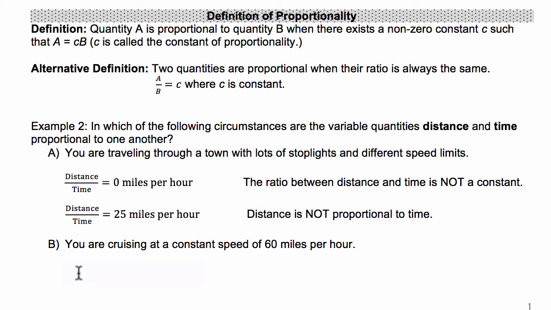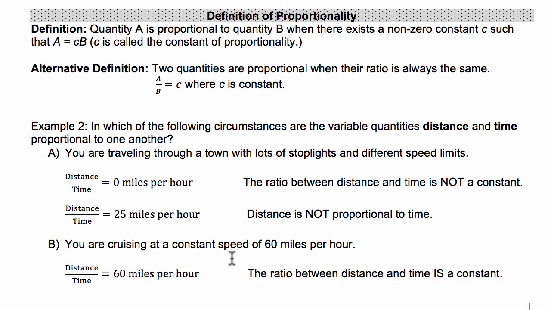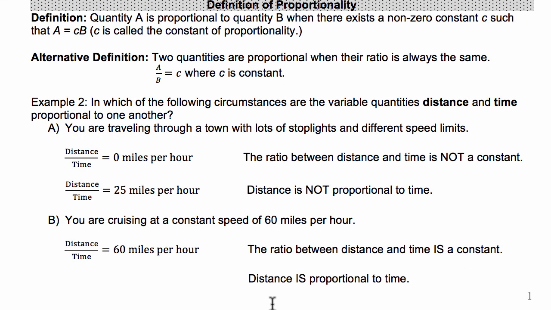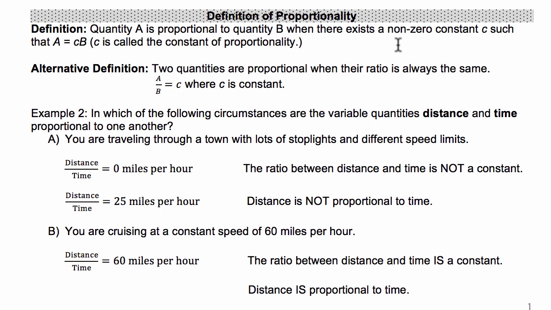Let's consider example B. You are cruising at a constant speed of 60 miles per hour. In this situation, the ratio of distance to time is equal to the speed of 60 miles per hour. Note that since the speed is constant, the ratio between distance and time is a constant. This means distance is proportional to time. Note for both Part A and Part B, we use the alternative definition of proportionality to determine whether or not distance is proportional to time.